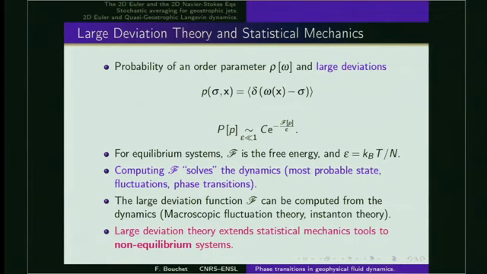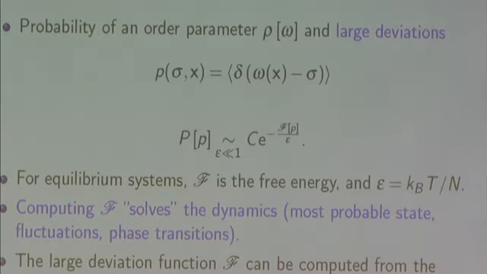So the typical question I will ask is, what will be the probability to observe such a macro state for my flow? And I can expect that in some regime, the probability will take this form, C multiplied by the exponential of minus some function f of p divided by epsilon. For instance, for equilibrium systems, f can be the free energy or the entropy, and epsilon is typically kBT over n.